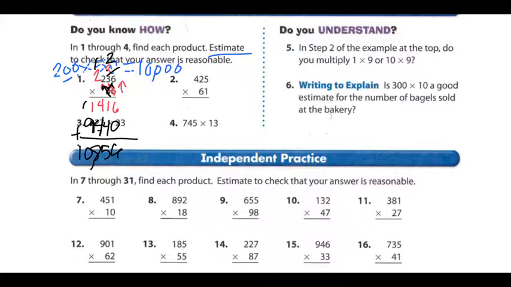All right, so when you solve the rest of these, just keep in mind that you have more numbers to keep track of. And the other thing that I'm noticing is that we need to make sure we're multiplying our facts correctly, so that way it doesn't mess up the whole entire answer. Okay, so do the rest of the guided practice, and then numbers 5 and 6. Okay, writing to explain, make sure you explain why, and use the bagel example. All right, good luck, guys. Do your best.